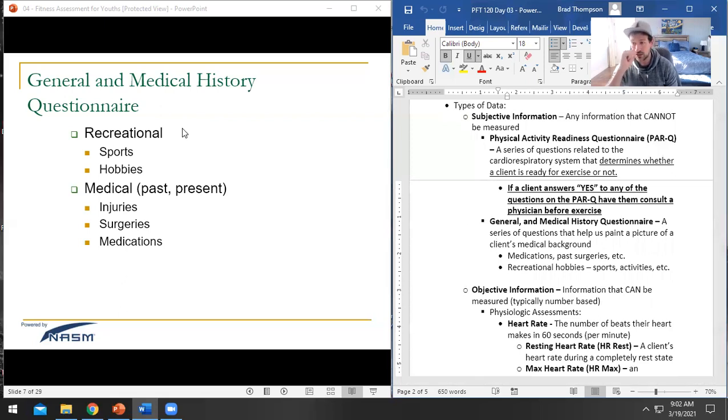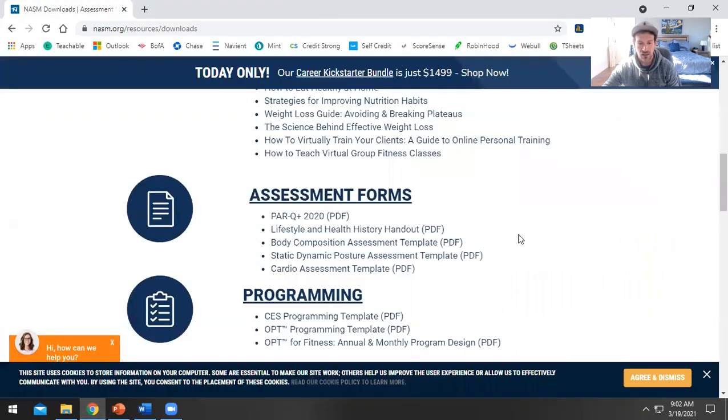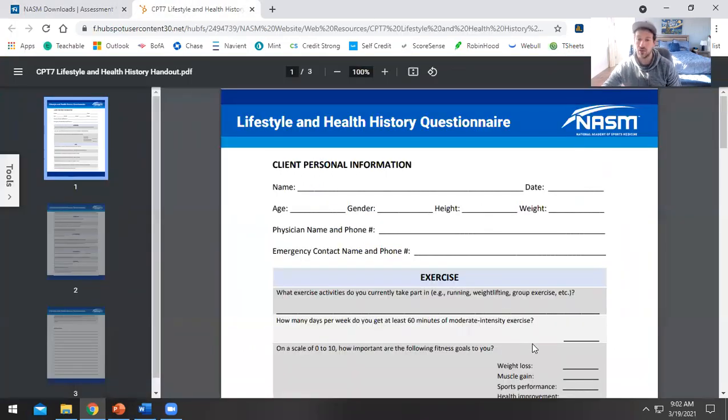Next thing we're going to look at is the general/medical history questionnaire. So this is going to be questions about a client's general history and their medical history, right? It's a series of questions that help us paint a picture of a client's medical and general background. If we take a look at this, this is the new lifestyle and history assessment version, right?